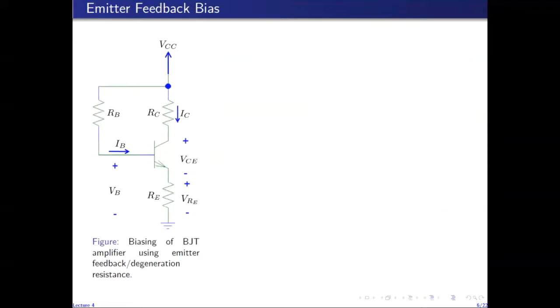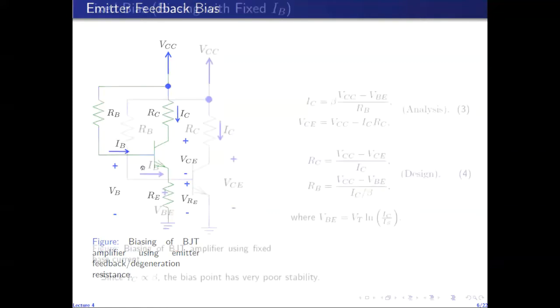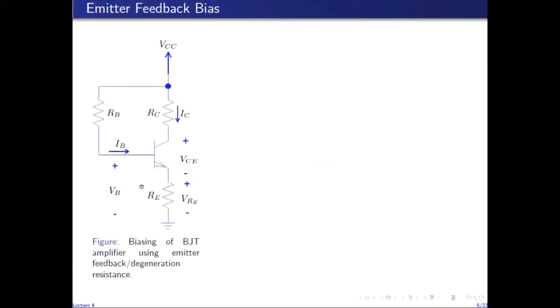The third biasing network is called the emitter feedback bias. It looks similar to the fixed bias network. The only difference is that we have this emitter resistance now, and this emitter resistance, as I will show in a minute, helps to maintain the stability of the bias point against beta variation.